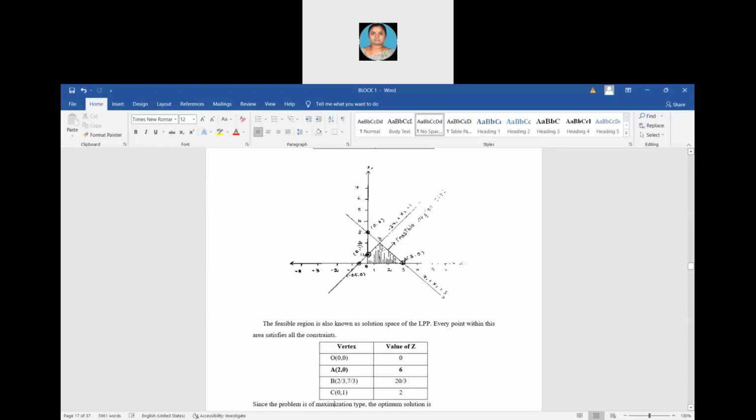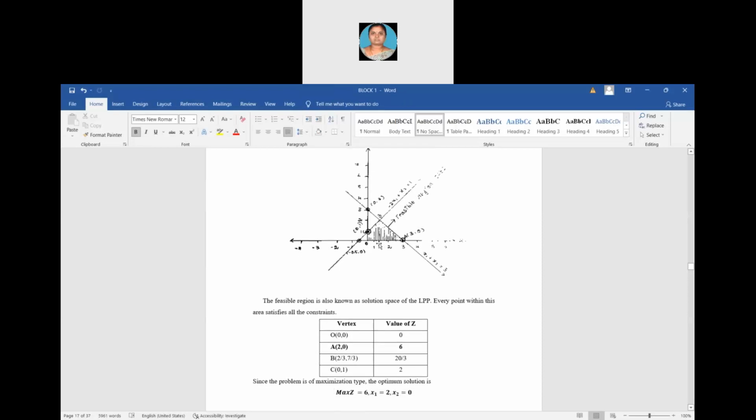But we don't know the coordinate here. That is, this point of intersection we have to identify, because this coordinate you know, this coordinate you know, but this coordinate, that is this point of intersection, we don't know. So how do we identify that point of intersection? You have to solve these two straight line equations, minus 2x1 plus x2 equal to 1 and x1 plus x2 equal to 3. If you are solving the two equations, you will be getting the value as 2 comma 0.